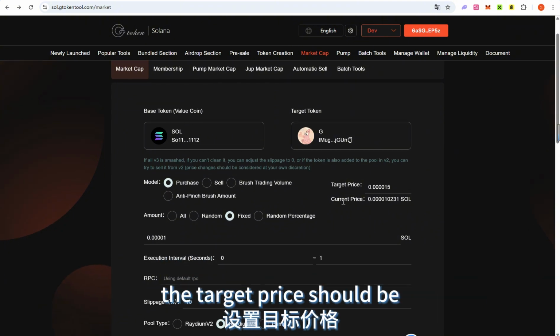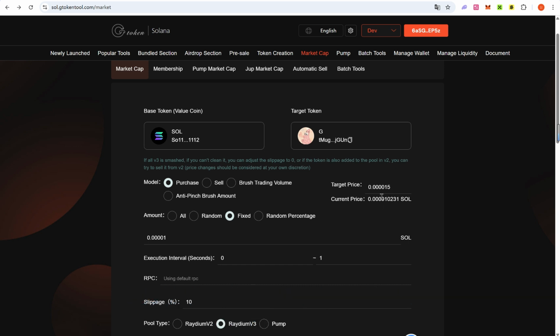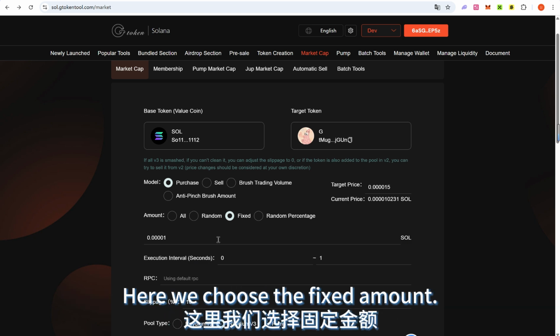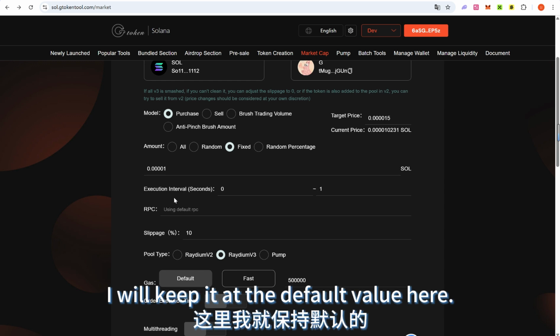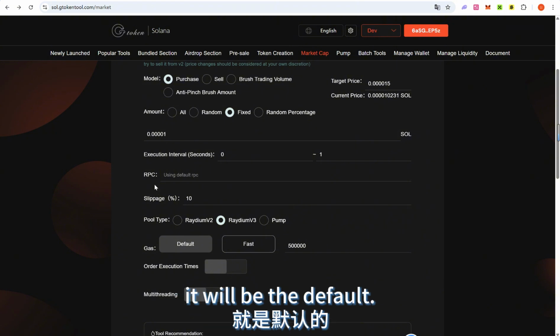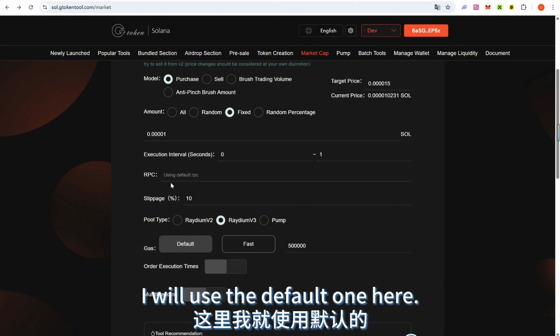In this mode, the target price should be set higher than the current price. Then there are multiple ways to set the amount. Here we choose the fixed amount. The execution interval can also be set. I'll keep it at the default value here. If you don't fill in the RPC, it will be the default. You can also enter your own RPC. I'll use the default one here.